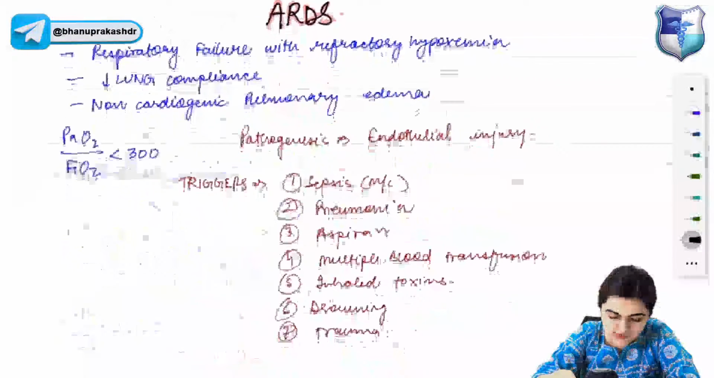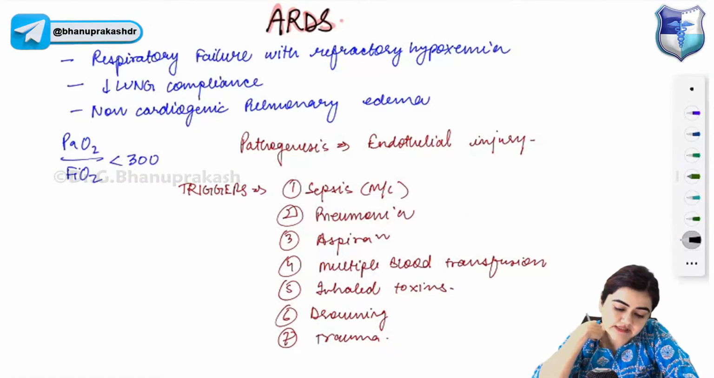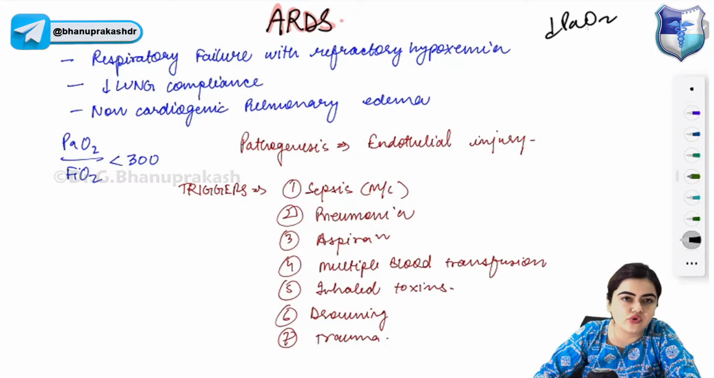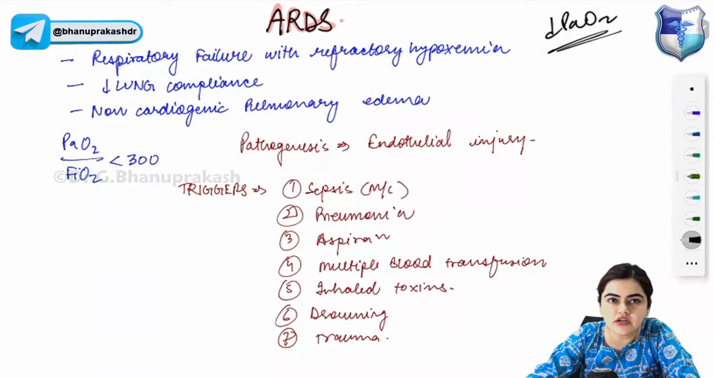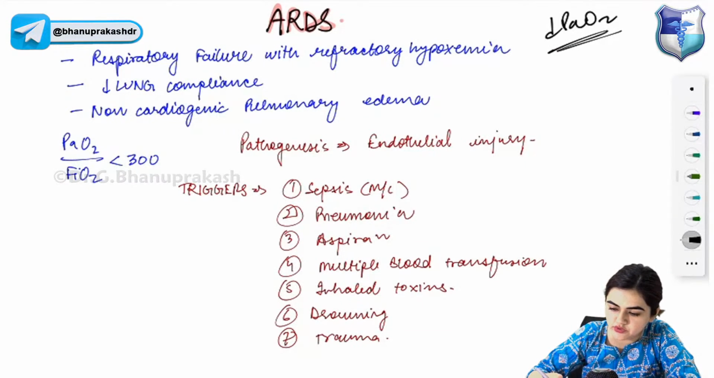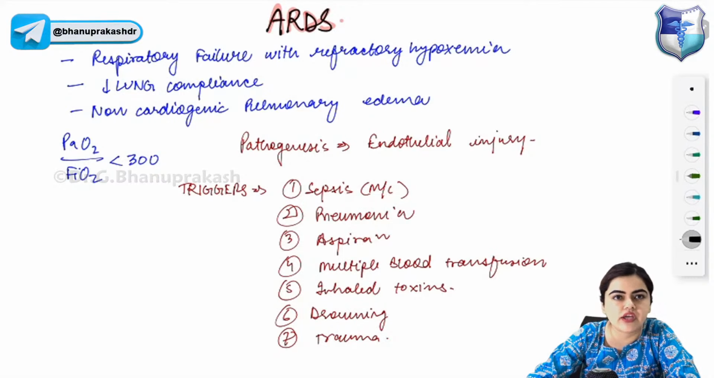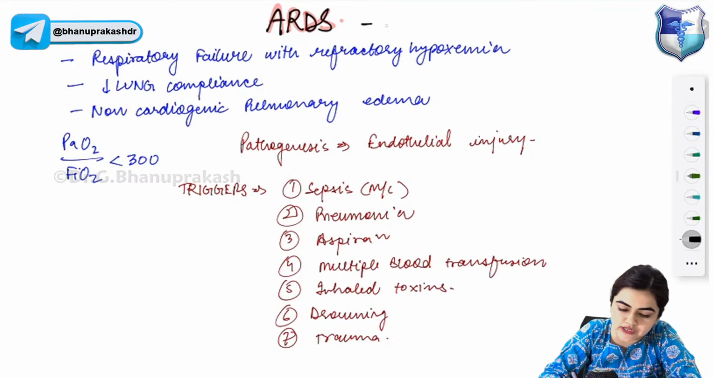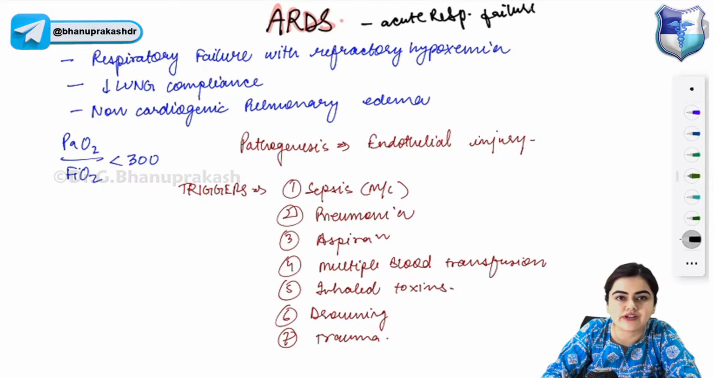Okay, next one is ARDS. Let's revise about ARDS. So ARDS is characterized by decrease in PaO2 value. Acute respiratory failure is different, ARDS is different. Acute respiratory failure, we'll take it afterwards. Now let's talk about ARDS first. It is a cause of acute respiratory failure. This is the condition of acute respiratory failure.